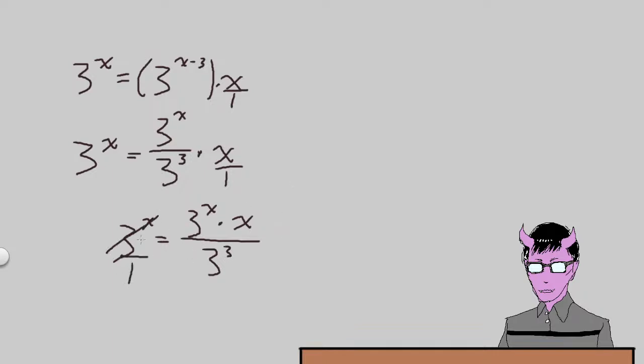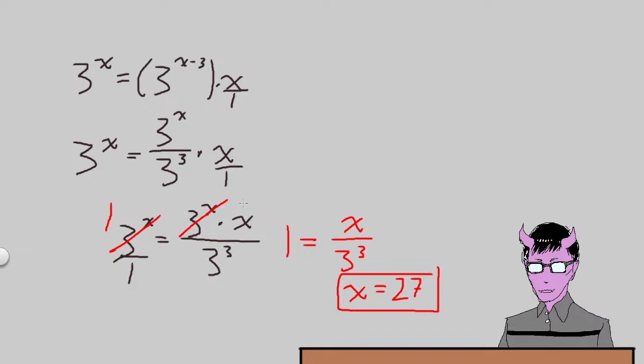We can cancel the 3 to the power of x from both sides. Is that a safe move to do? Let's assume it is for a moment. So you can cancel this one from the numerator with that one from the numerator to get 1. So 1 is equal to x over 3 cubed. Solving for x, x is equal to 27. So we are done with the problem, assuming that this move is okay to do.